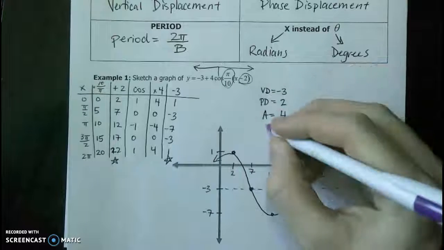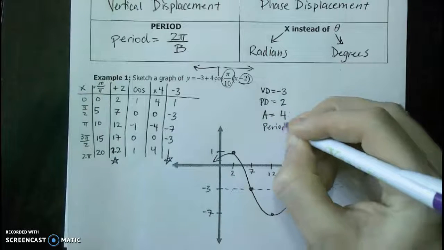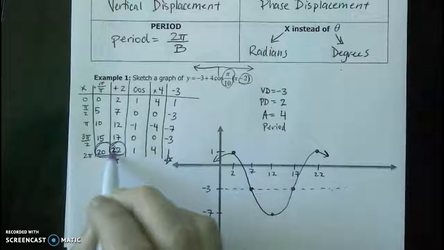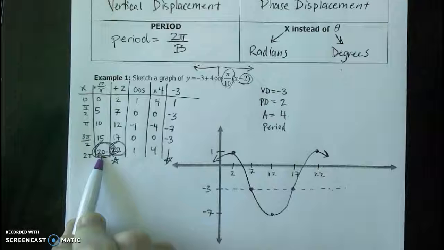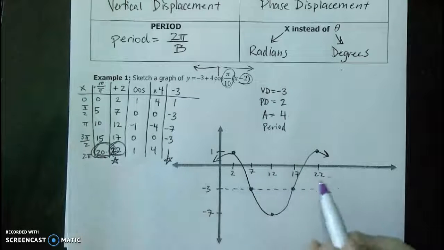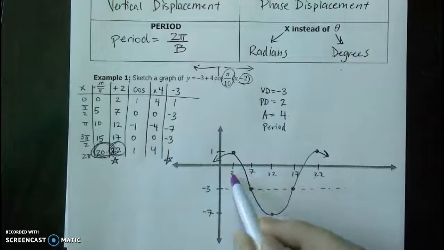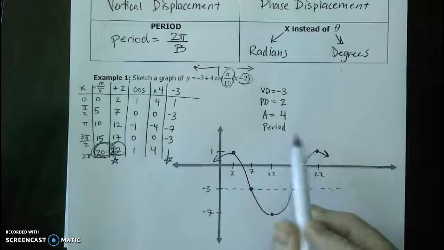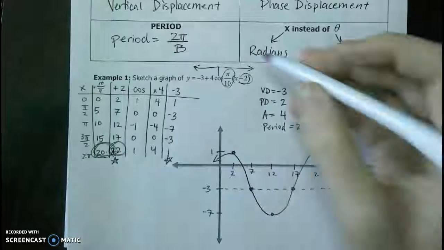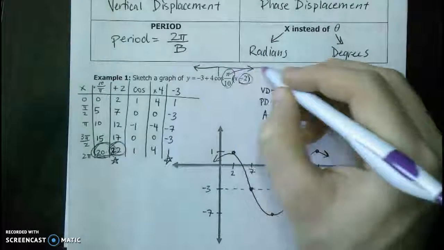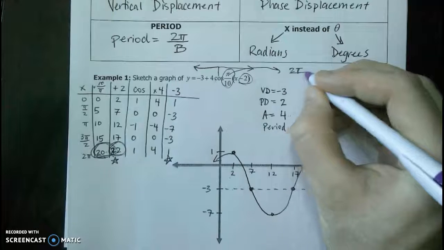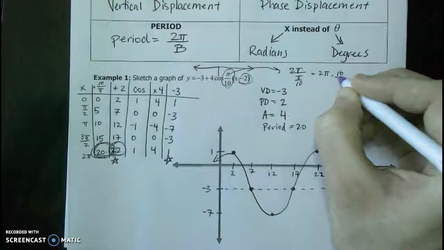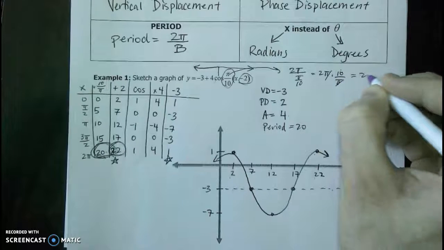And then you've got a period of 20, which you can find right here in your table. You also could find it on the graph by doing your last point minus your first point, or high point minus the high point. So 22 minus 2 is 20. Or you can take it from your equation up here and do 2 pi divided by pi over 10, which you would have to multiply by the reciprocal, and that is how you're getting 20 for your period.